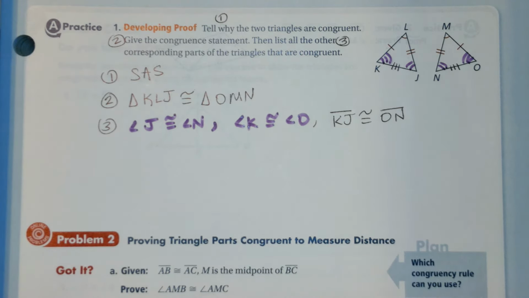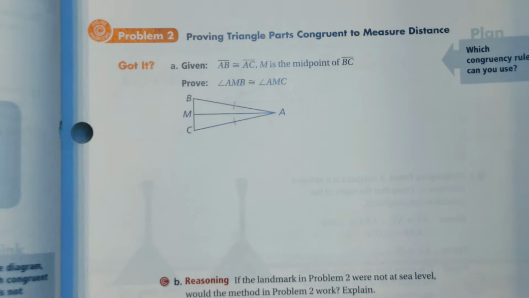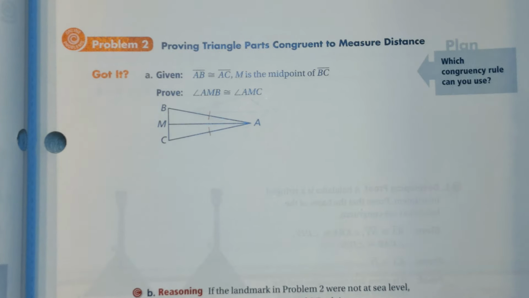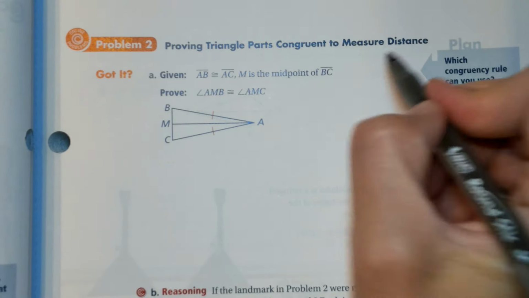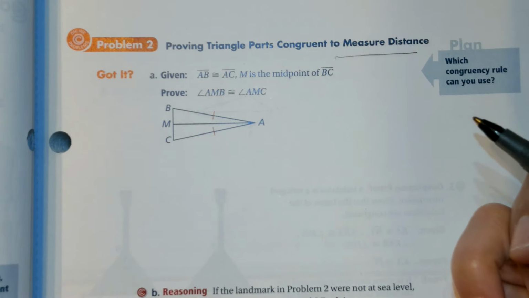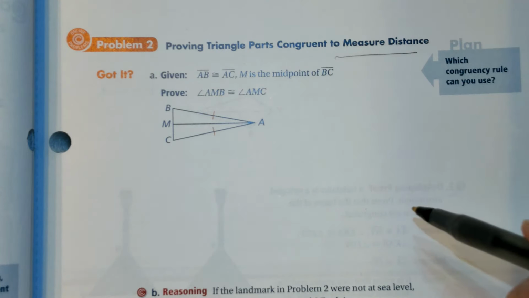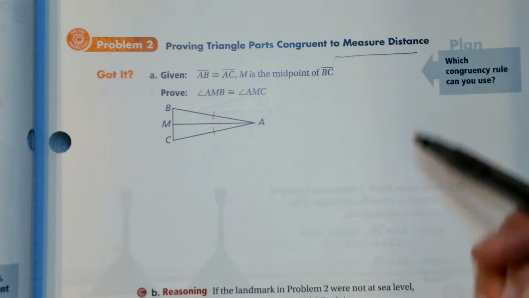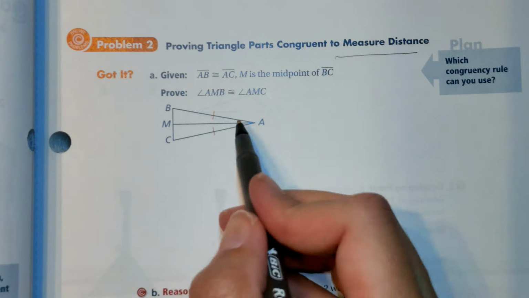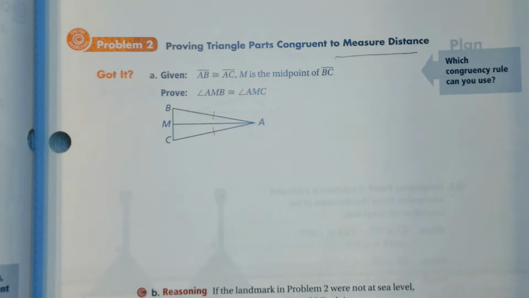Okay. And then here's our last one. We're going to do this proof. So it says proving triangle parts to measure distance. This problem's based on a word problem from this book, but you have to go online to see it. So we're not going to worry about the word problem part. We're just going to go straight to the proof.